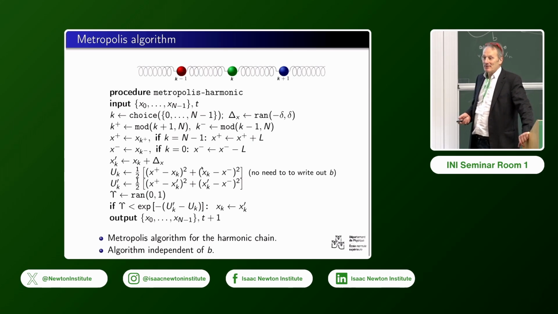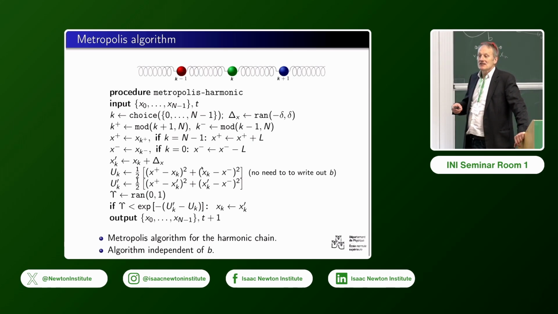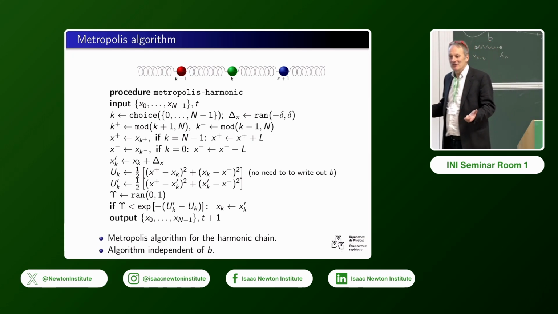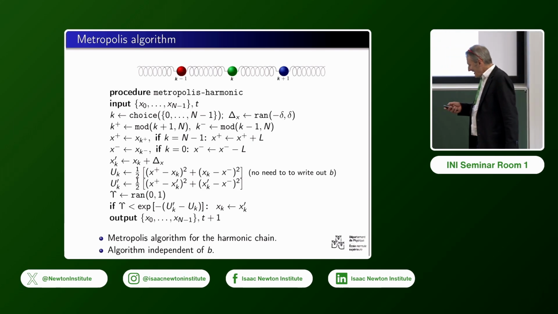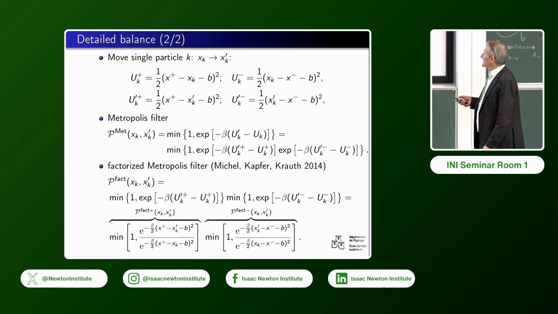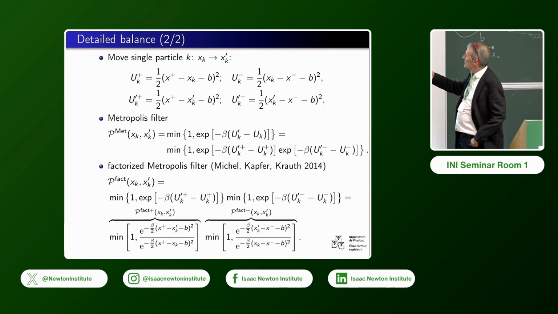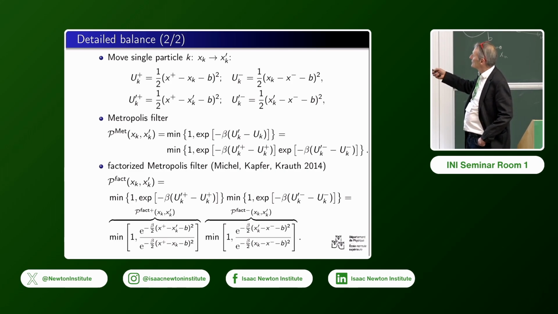Why is it independent of B? Because it evaluates differences of the energy, and the differences of the energy all differ by the same value of B. So that's clear. So let's do a detailed balance 2 of 2. You saw it before, it was 1 of 2, now it's 2 of 2.